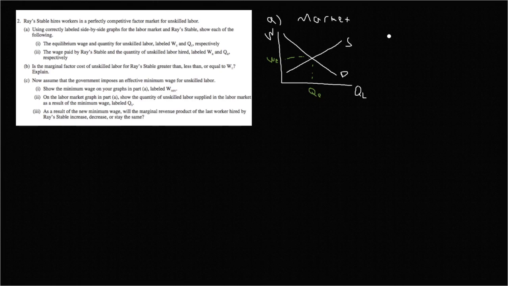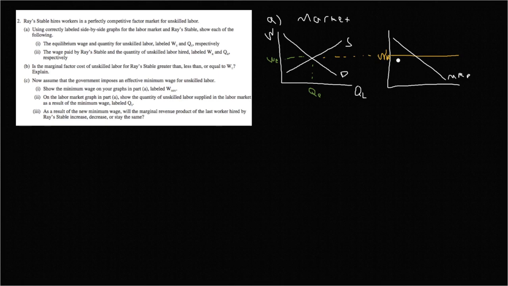Because this is perfectly competitive, we can just draw this line over and call this, what do they want? WR. So I'm going to draw W, let's do this, WR. And then we will have our downward sloping graph for our revenue product. So marginal revenue product for Raise Stable.